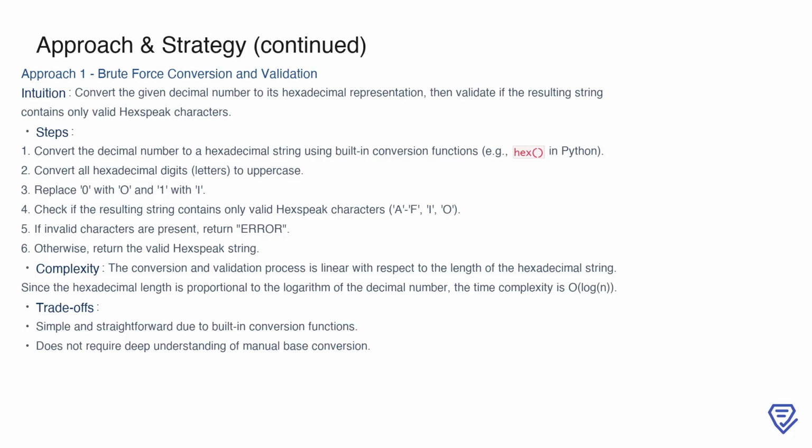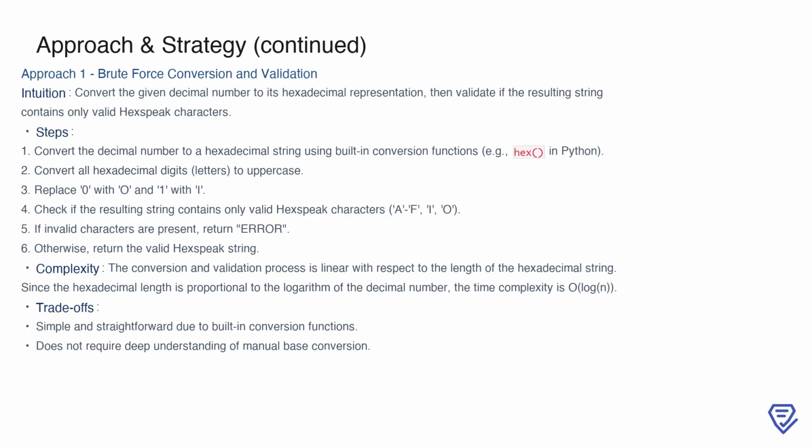Then, we replace any 0 with O and 1 with I, as specified in the problem. Finally, we validate the transformed string to check if it contains only the allowed characters, A through F, I, and O. If it doesn't, we return error, otherwise, we return the valid Hexspeak string.